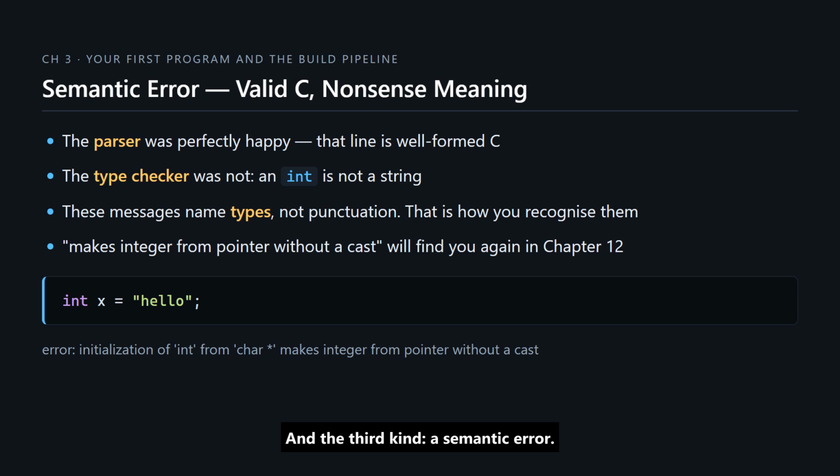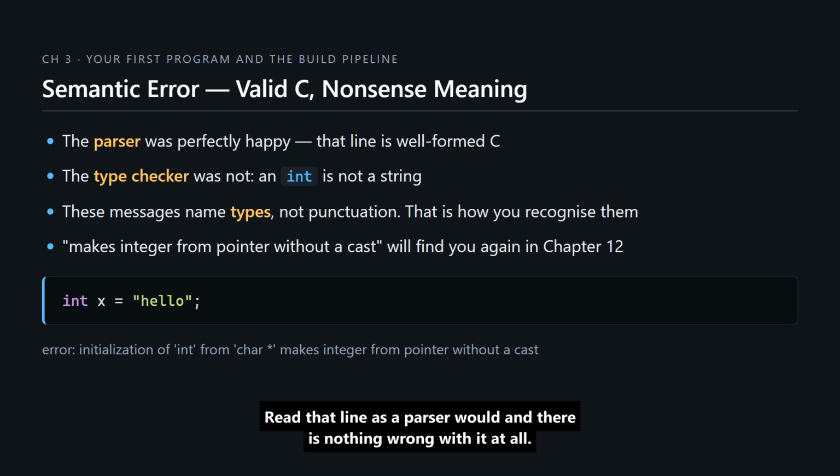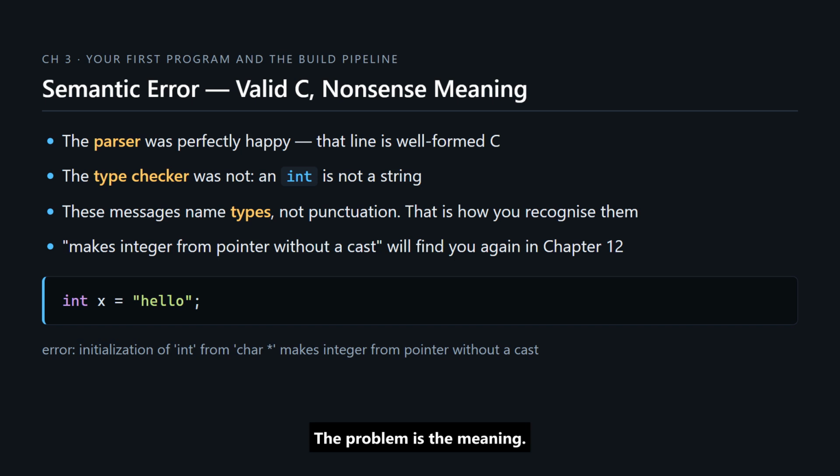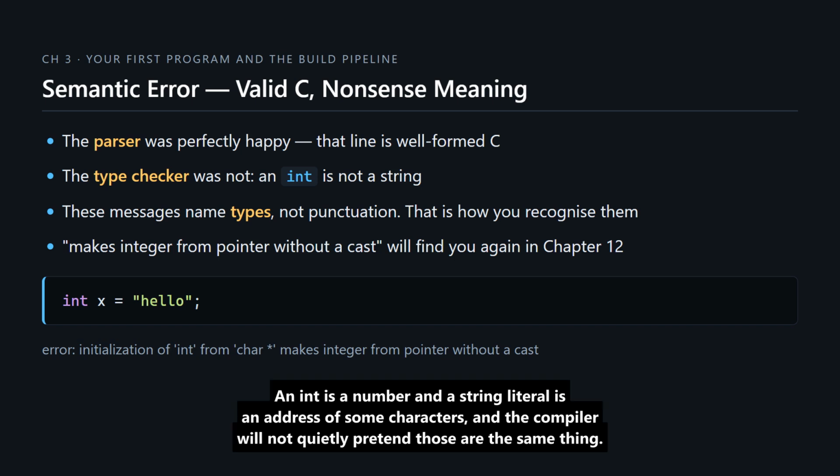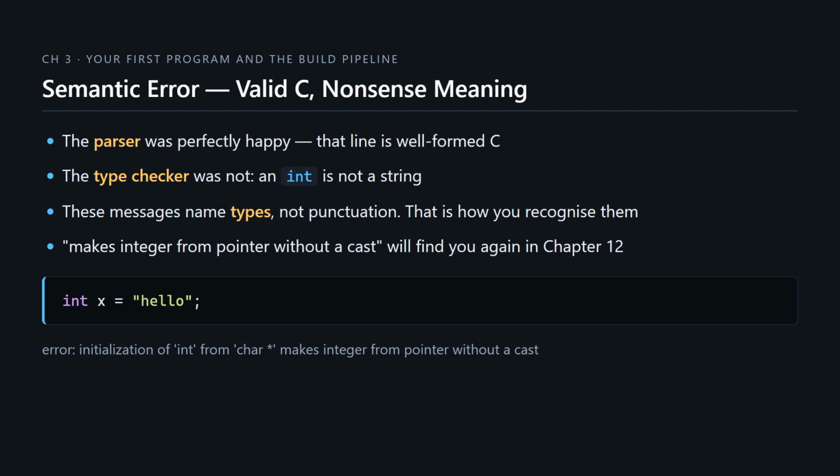And the third kind, a semantic error. Int x equals, "hello". Read that line as a parser would and there is nothing wrong with it at all. It is a declaration, an equals sign, and an initializer, all perfectly well formed. The problem is the meaning. An int is a number and a string literal is an address of some characters, and the compiler will not quietly pretend those are the same thing.